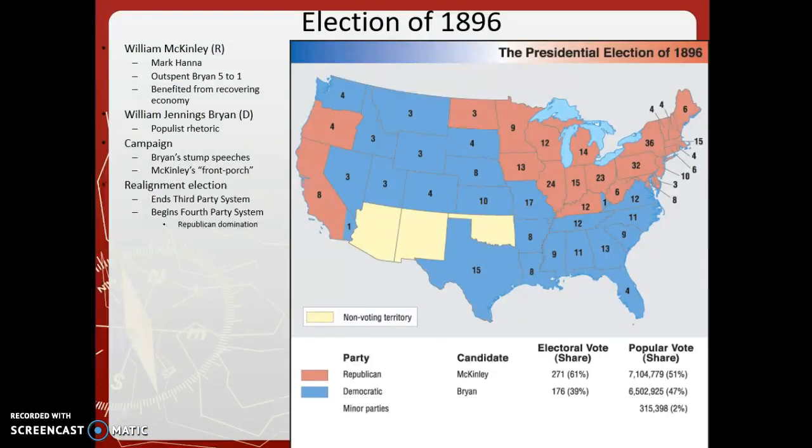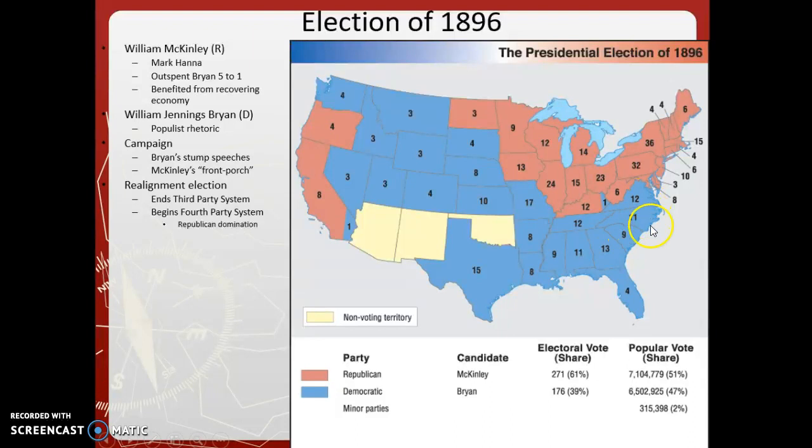In the election of 1896, Bryan wins most of the popular vote. It's very, very close, the popular vote. Bryan wins about 47% of the popular vote. McKinley barely edged him out with 51%. But look at the Electoral College vote.